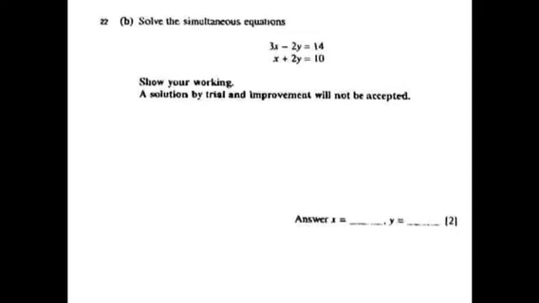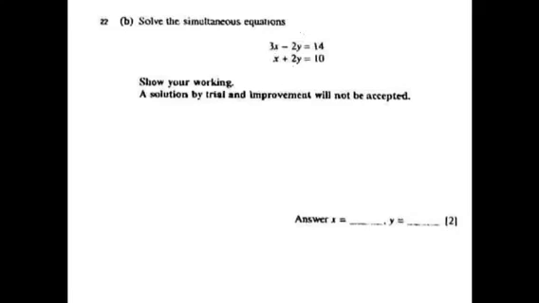Question 22. Solve the simultaneous equations. 3x minus 2y equals 14 and x plus 2y equals 10. Well, we are in a position here to cancel, so we're going to solve this by elimination. Okay, we're in a position to cancel, and I'm going to cancel the y terms. The signs of the coefficients of the y terms are different. In other words, we have minus 2y there and a plus 2y. So I'm going to cancel by adding.